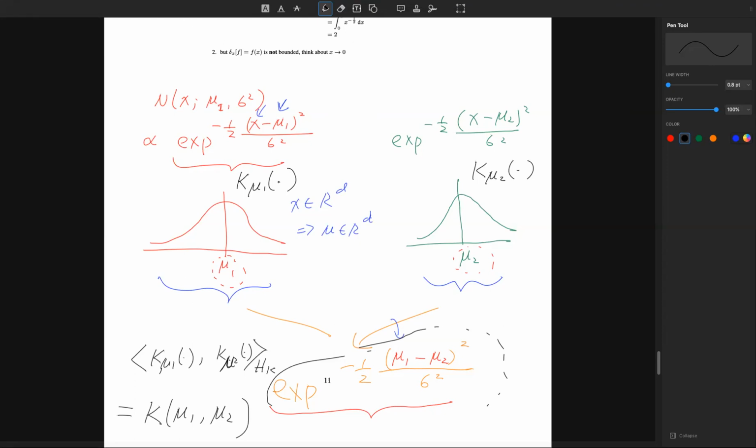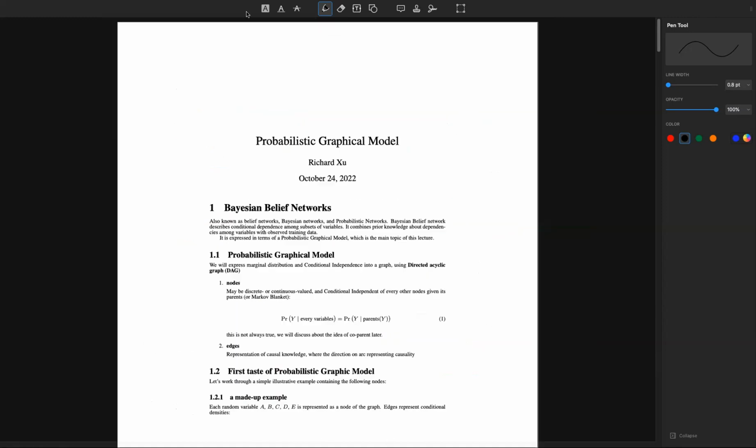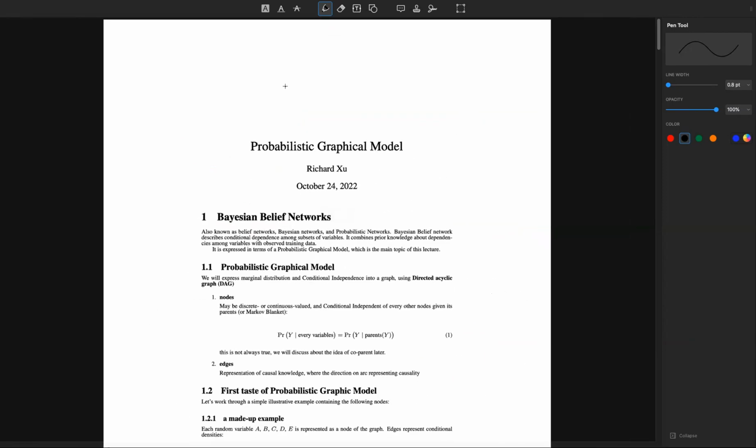Before I talk about this, does anyone know what probabilistic graphical models are or have heard of it? Okay. If you haven't, this is a good time to actually learn about this.